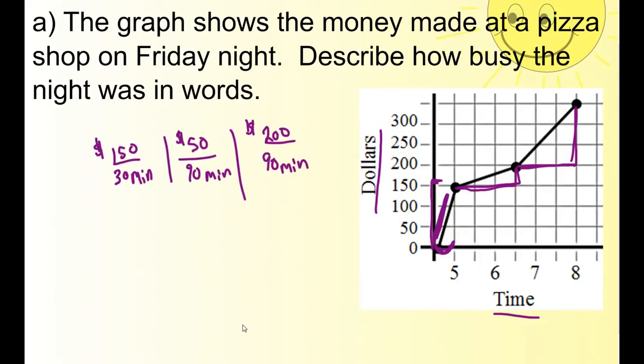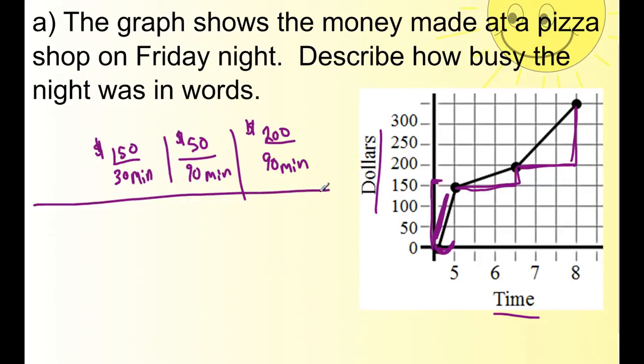Okay, so this is just kind of some thoughts, brainstorming, describing this a little bit in words, but we need to describe how busy it was in words. And what would you say? Well, if I was describing this in words, I would say between 4:30 and 5 o'clock, they were extremely busy. Then from 5 to 6:30, the business was slower because they were making less money. They only made $50 in an hour and a half. That's not very fast. Then between 6:30 and 8 o'clock, it picked up again and they made a good bit of money. So pretty much what I just said is what we need to write out in words.